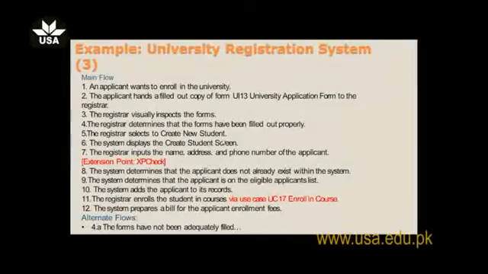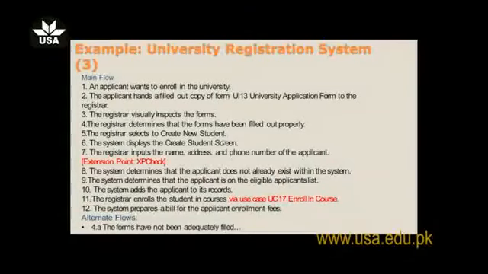Obviously he or she has to fill out some forms, or satisfy some formalities. So the registrar visually inspects the forms. The registrar determines that the forms have been filled out properly. The registrar selects to create a new student. The system displays the create student screen. The registrar inputs the name, address, and phone number of the applicant. So these are basically the steps, or the flow of events, or the functional requirements that you are going to perform by using this system.